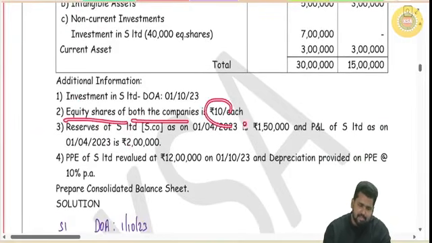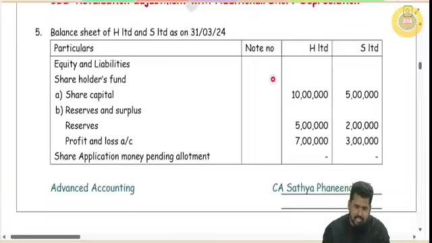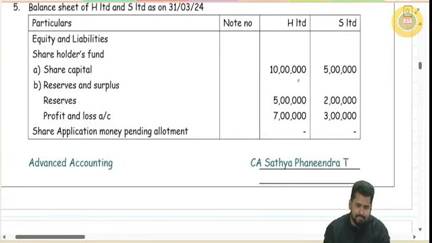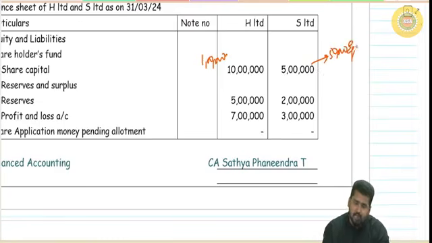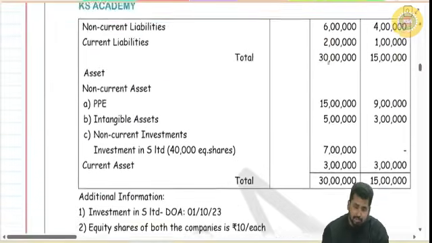And one more hint there: equity shares of both the companies are rupees 10 each. So total share capital is 10 lakhs. Correct? If each share is 10 rupees, that means 1 lakh equity shares in the holding company. But important is the subsidiary. If each share is 10 rupees, how many shares will it be? 50,000 equity shares. They are having 50,000 equity shares. In that, how much are you assuming that?